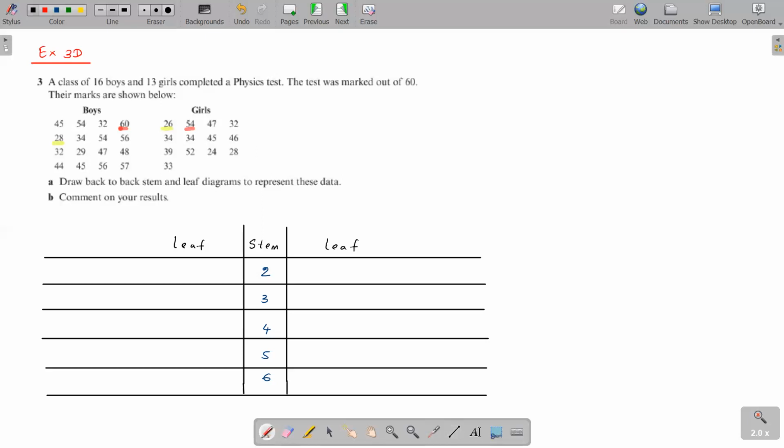Okay, so now let's input the data. I will give this side for the girls, and I'll give this side for the boys. Okay, so boys and girls. You don't need to give the name stem and leaf, that is not necessary. You can write here girls and boys.